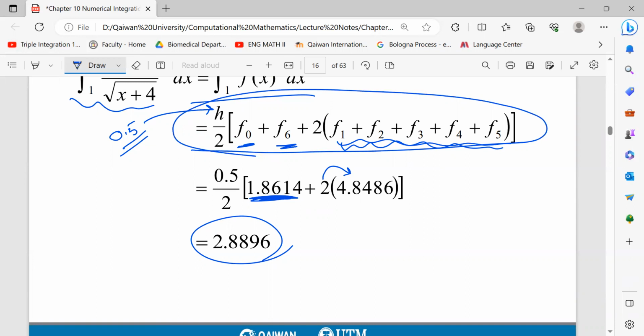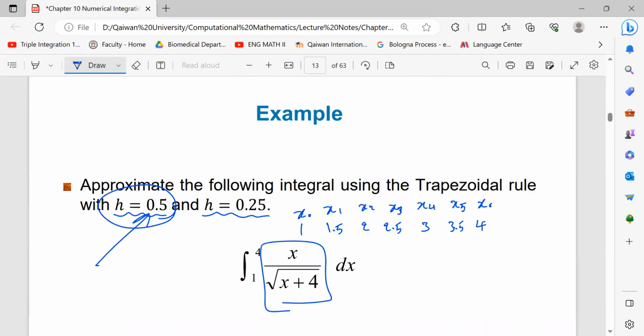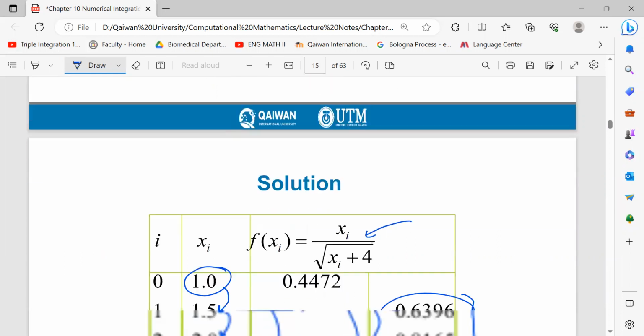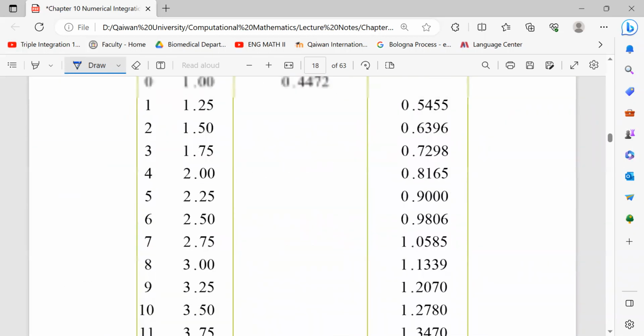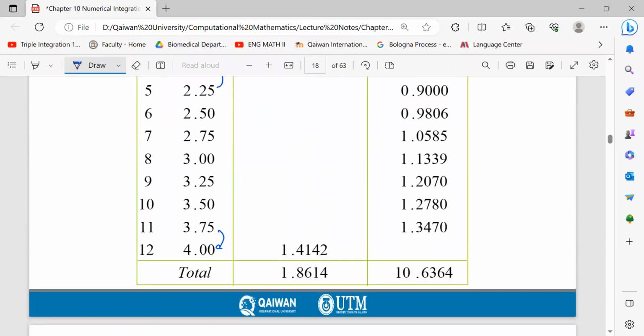That's so easy. Okay, this is the trapezoidal rule. And here in the example, it says for h to be 0.5 and h to be 0.25. For 0.25 it is the same. Our step size is 0.25. Let's check. We always start from the lower limit of our integration. We start from 1 here because the integration is from 1 to 4, and we go up to 4: 1 plus 0.25 plus 0.25 plus 0.25, up to 4.